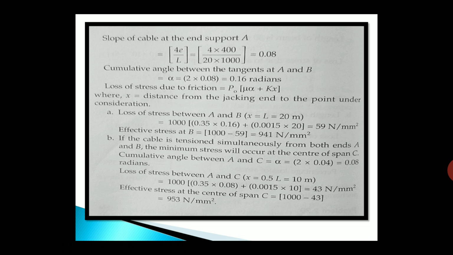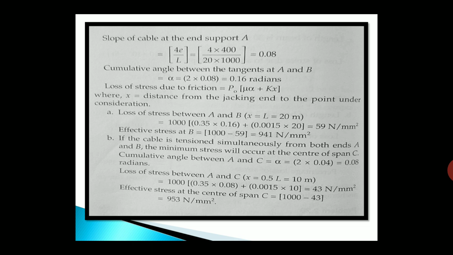Now case 1, when we are solving, that is the loss of prestress between A and B, we want to find the stress at end point B. Here anchorage is done at only one end, hence the entire length is taken as x, that is x is equal to L is equal to 20 meters. Therefore substituting in the friction formula, P naught is 1000, which is the given stress, substituting the value of mu, substituting the value of alpha, that is 2 times the slope, because jacking is done at one end only, we get the answer as 59 Newton per mm square.